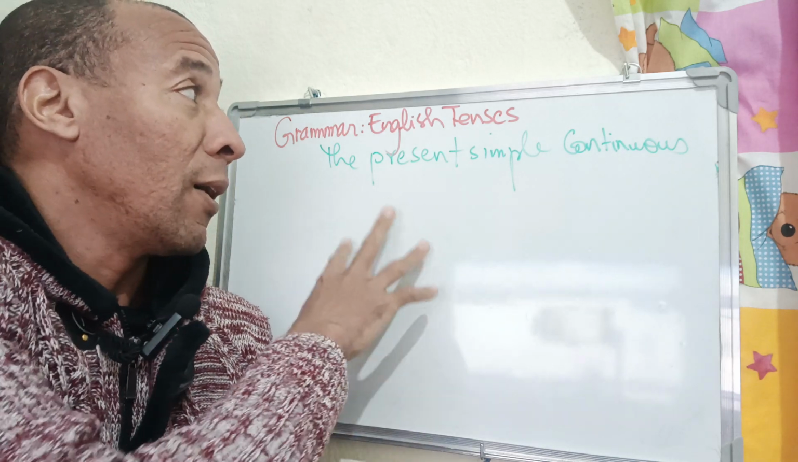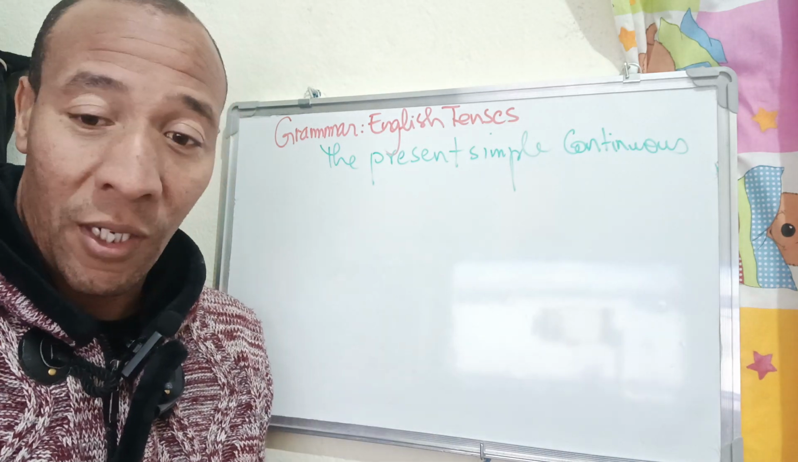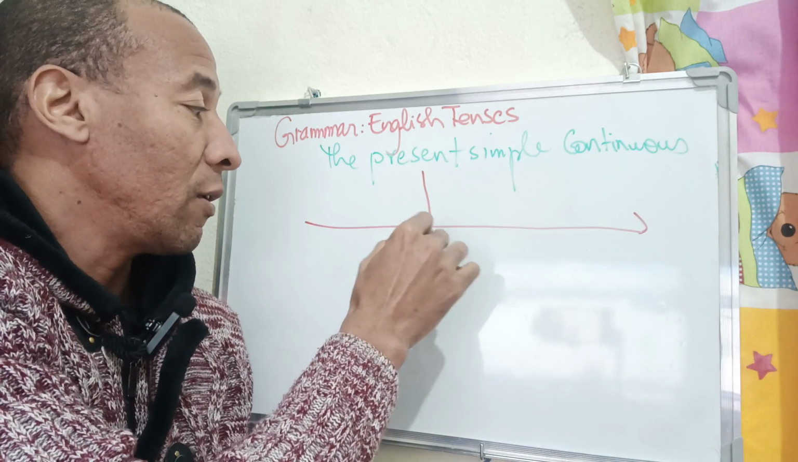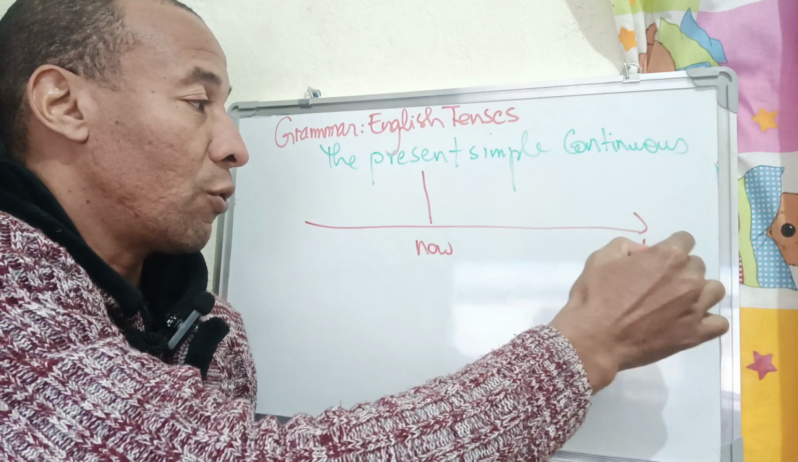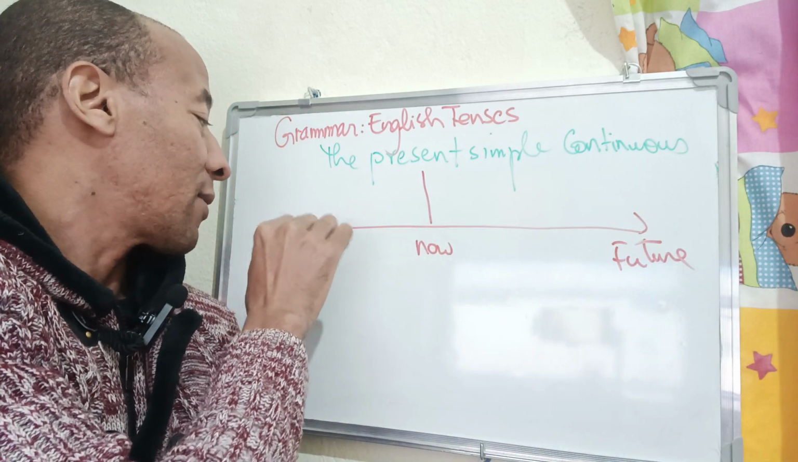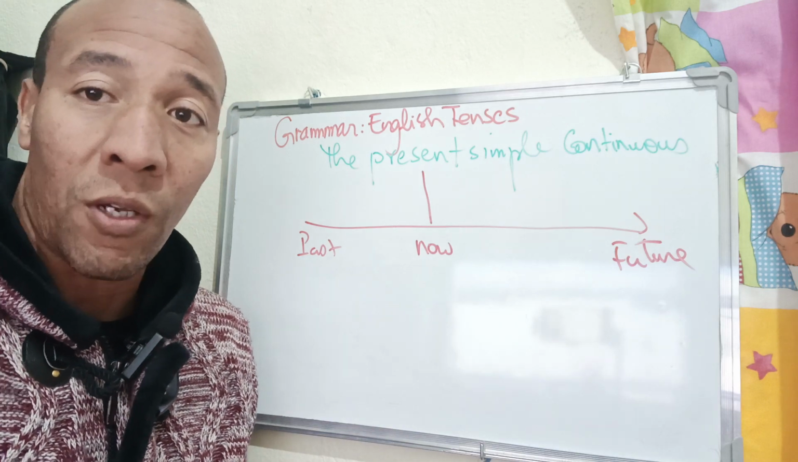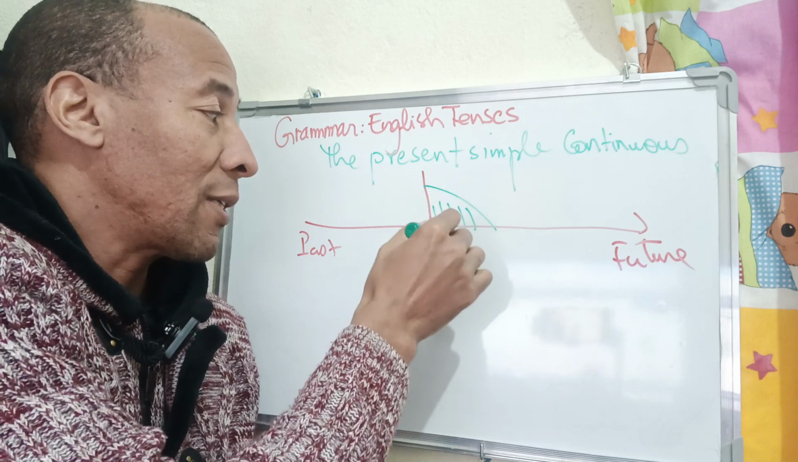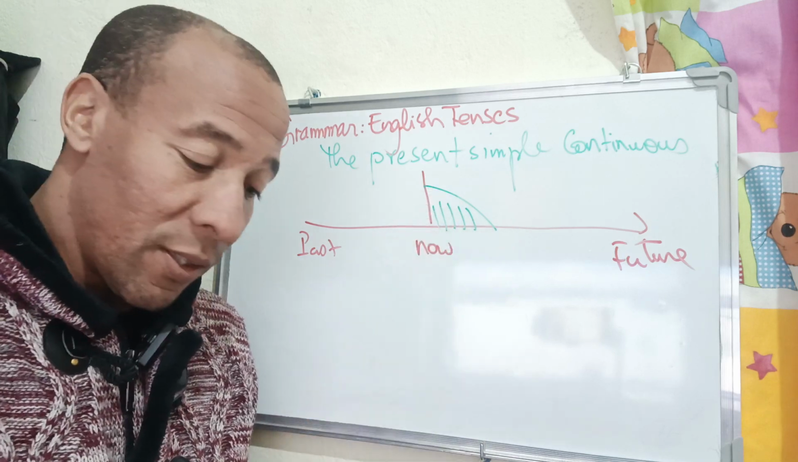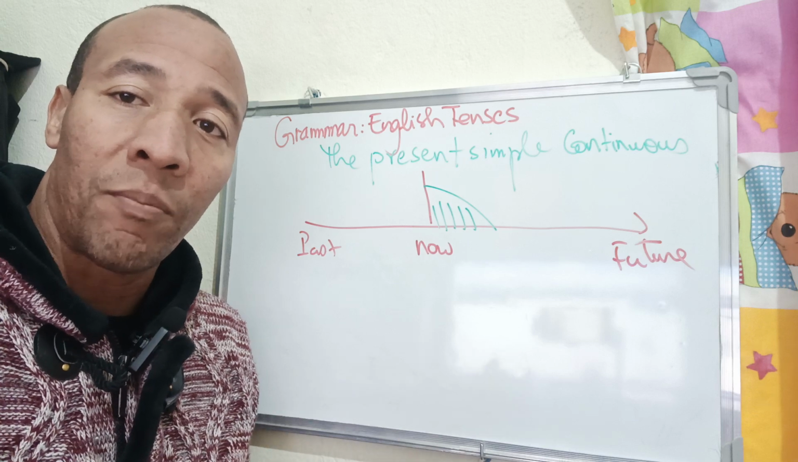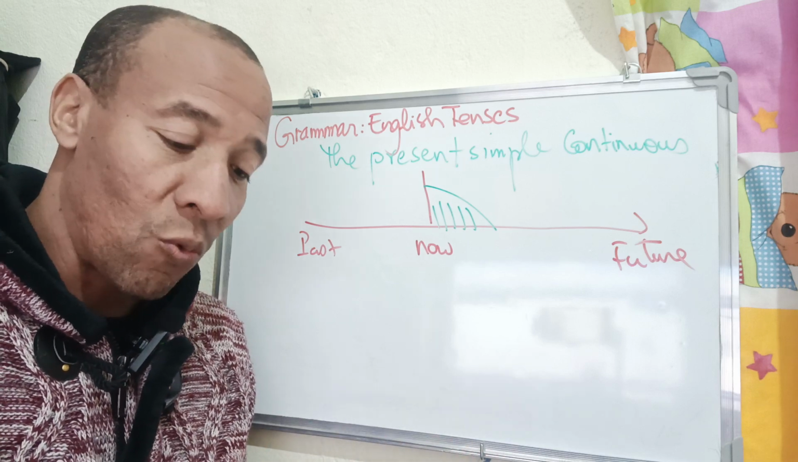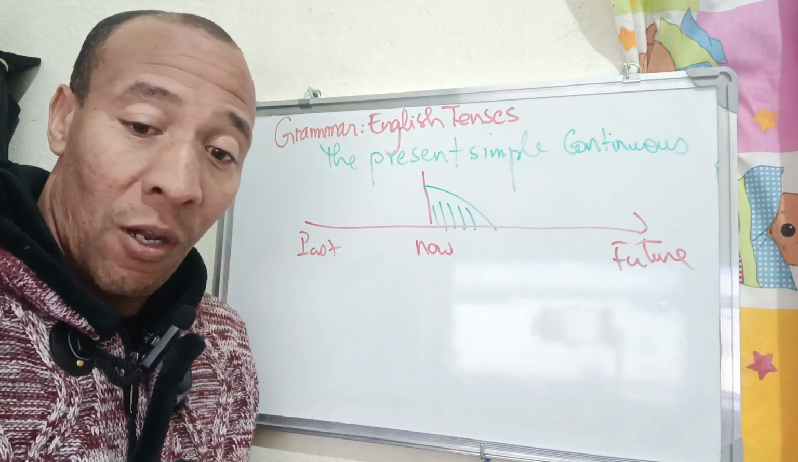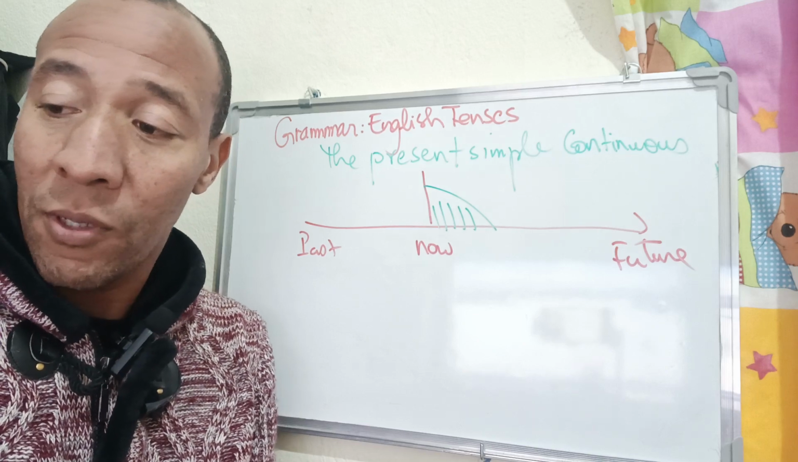Okay, so as I said, we always start with drawing a diagram. So we say here now or present, future as usual, and past. Okay, so since we're talking about the present, the actions take place now. But what is present simple continuous? Why do we use present simple continuous? What do we use it for? So I'm going to show you some examples.